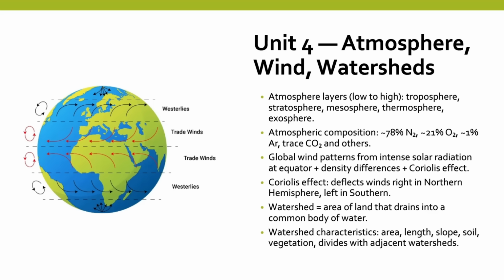Global wind patterns come from intense heating at the equator, plus density differences, plus the Coriolis effect, which deflects right in the northern hemisphere and left in the southern. A watershed is the land that drains into a common water body.